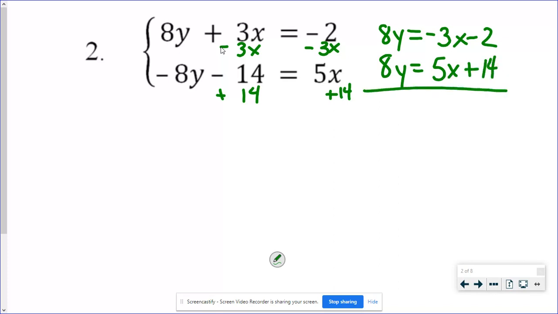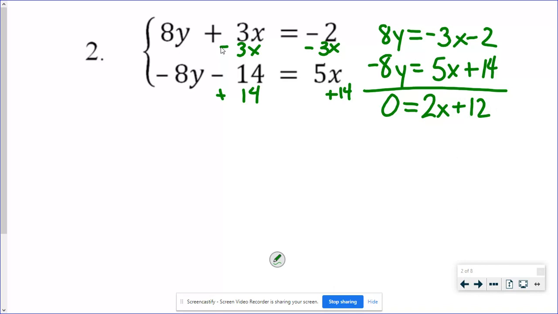The y's are lined up. Oh, I missed my negative. My equal signs are lined up. My x's are lined up. And my numbers, my constants are lined up. When I add the 8y and the negative 8y, that's 0. There's my equal sign. Negative 3x plus 5x is going to be 2x. And negative 2 plus 14 is going to be 12.